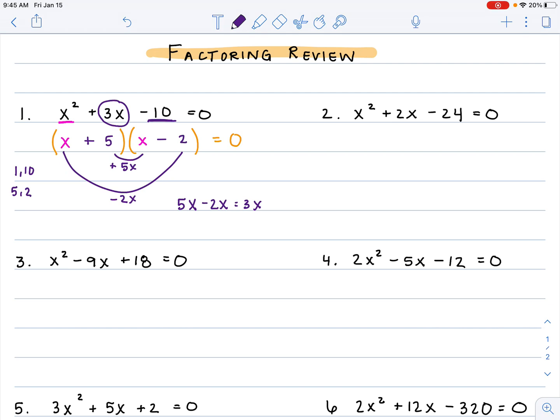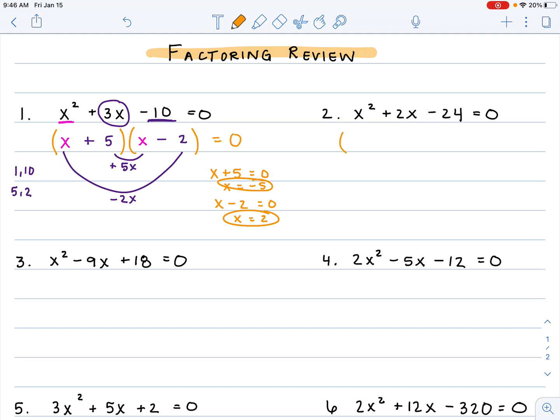All right, now if I asked you to solve these, what you would do is take each of those parentheses and set them equal to 0 and solve. So if I do that, I would do x plus 5 equals 0 and x minus 2 equals 0, and I would solve. So I would subtract 5 from both sides, so I get x equals negative 5 and x equals 2 as my two solutions. All right, next problem here.